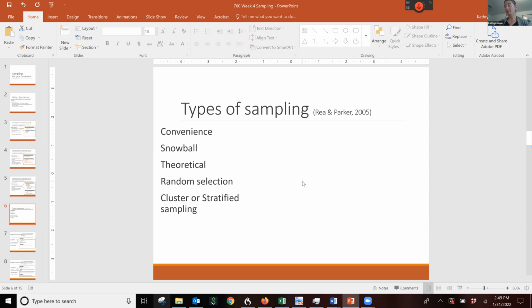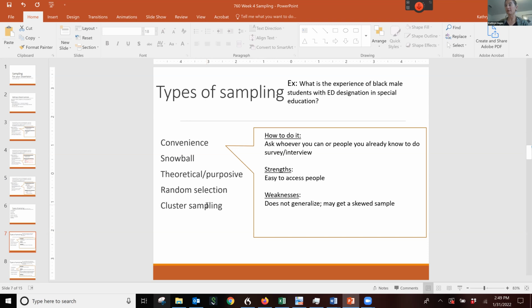Okay, so types of sampling. I've taken a lot of this from Maria and Parker, which is the survey book that we use in class. But this is also, of course, upheld across a lot of methods books. And I'm going to talk about these 5 kinds of sampling. So convenient sampling. This is something you're very likely to do in a pilot study. And that is perfectly fine.